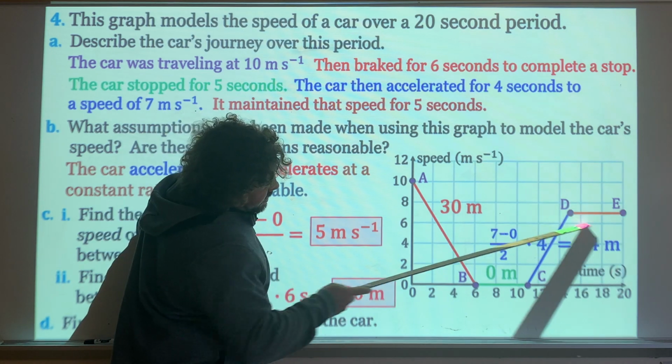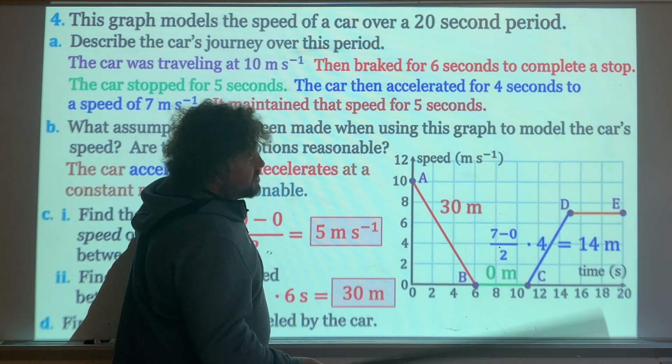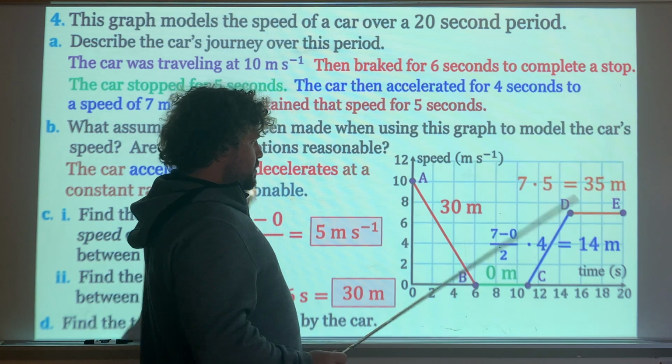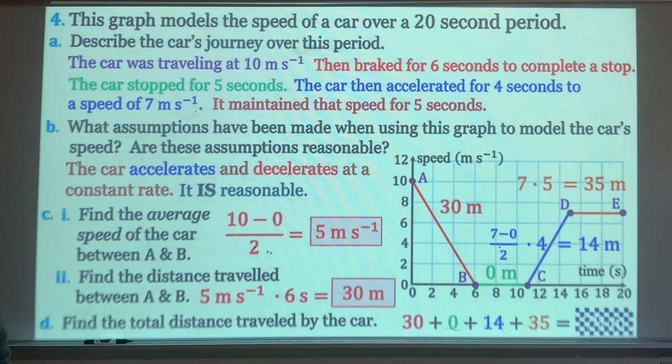And D to E, your average speed is 7, because it's a constant speed, and you're going 5, so 7 times 5 is 35 meters. 30 plus 0 plus 14 is 35. That gives you a total distance of 75 meters. Aha!